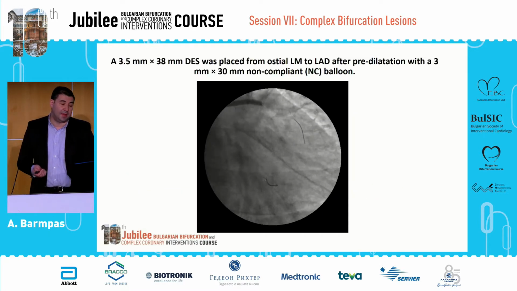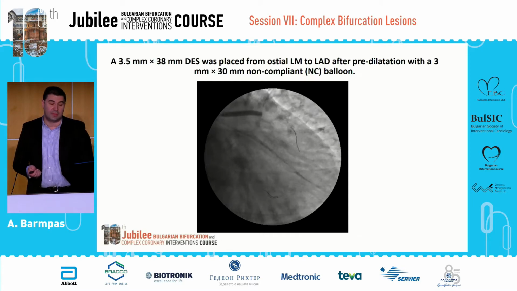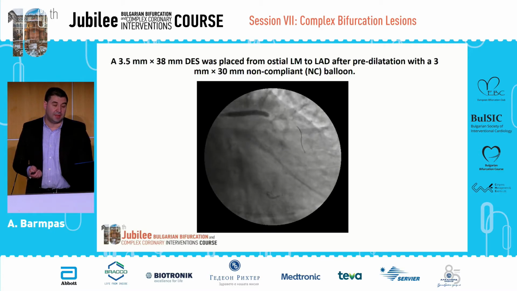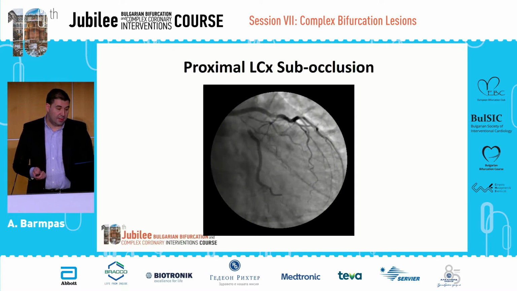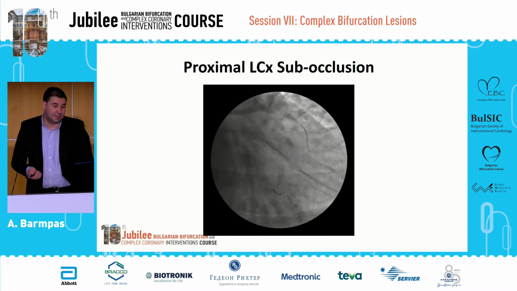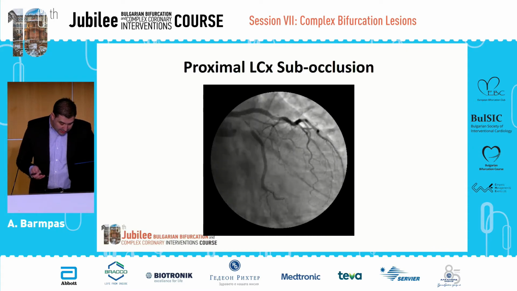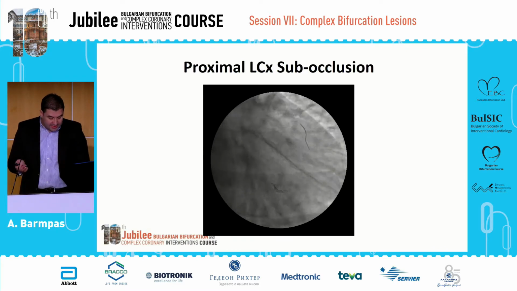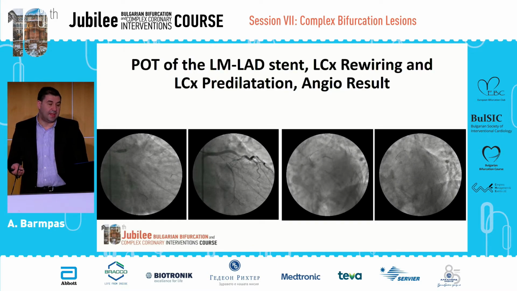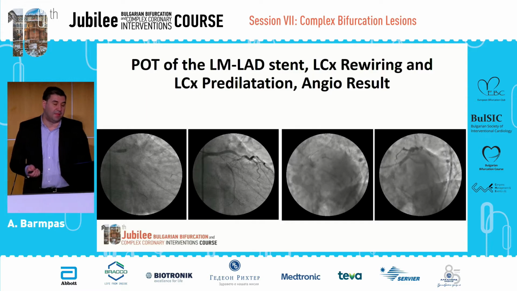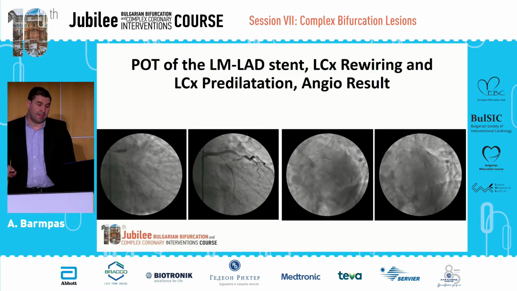A 3.5 by 38 millimeter DES was placed from ostial left main to LAD after predilatation with a 3 by 30 millimeter NC balloon. And you see after the stenting a suboptimal result with a proximal LCx subocclusion, which was relatively well tolerated by the patient. We've done a proximal optimization technique of the left main LAD stent, LCx rewiring and predilatation, and you can see the result.